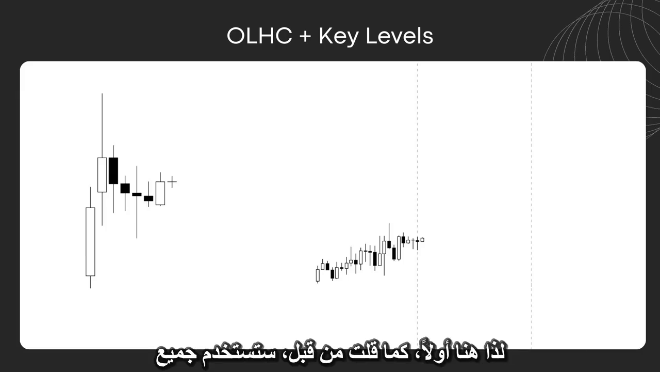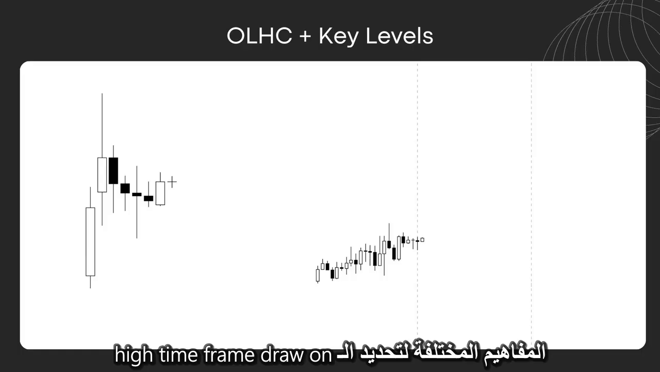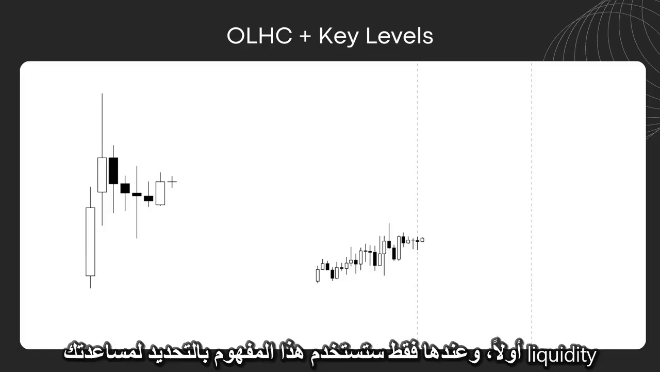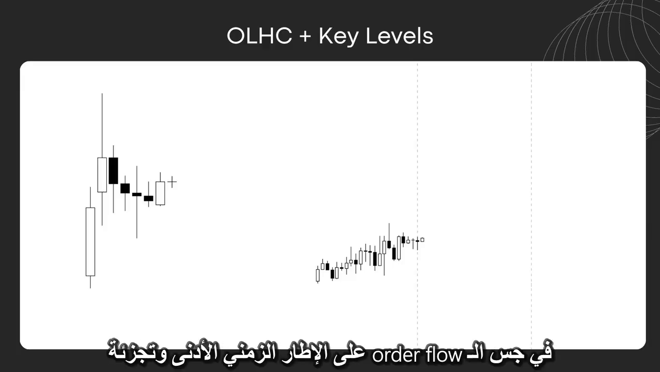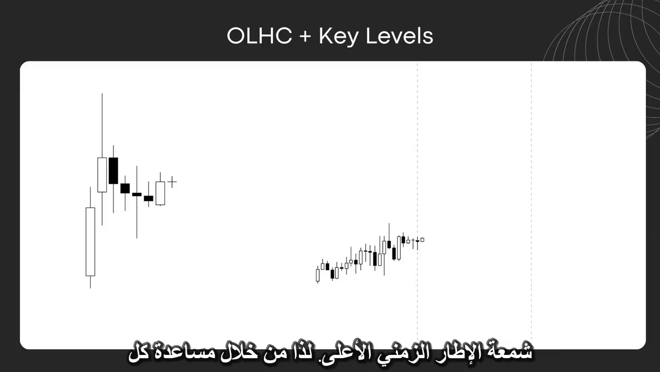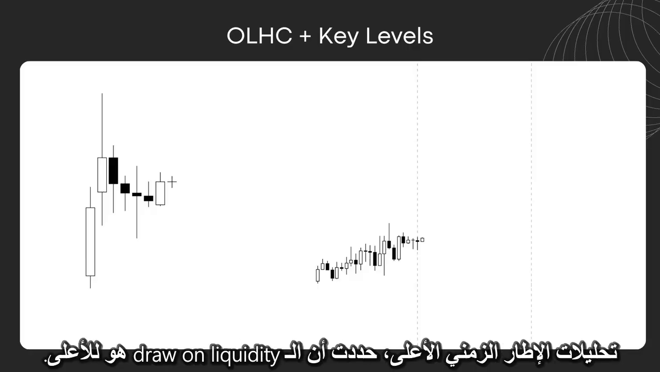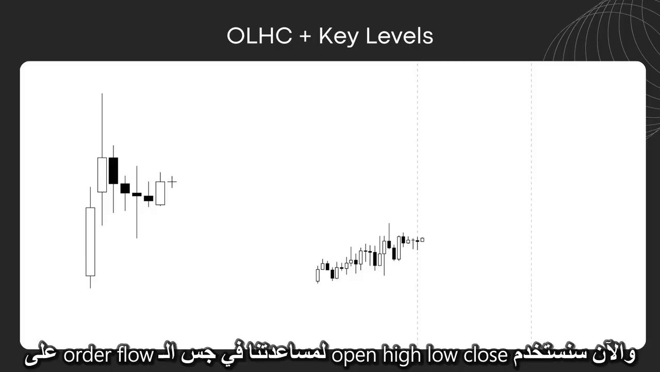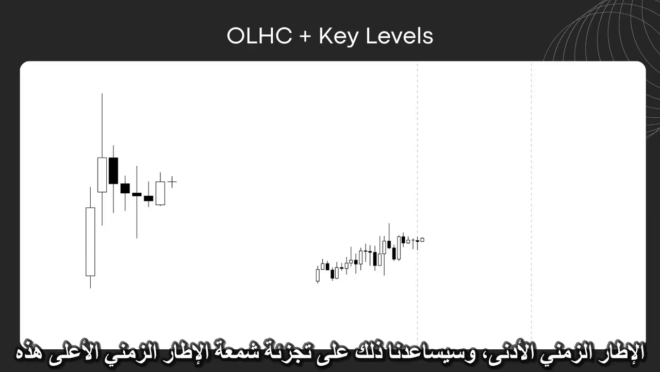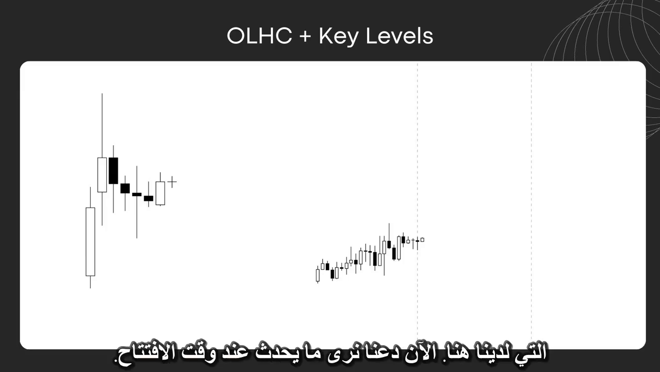So right here, first of all, as I said before, you're going to use all the different concepts to first of all determine your higher time frame down liquidity, and only then you're going to use these particular concepts to assist you with probing the order flow on the lower time frame and breaking down the higher time frame candle. So through the help of all the higher time frame analysis, I've determined the down liquidity is higher. And now we're going to use open high low close to help us probe the order flow on the lower time frame, and it's going to help us break down this higher time frame candle that we've got right here.